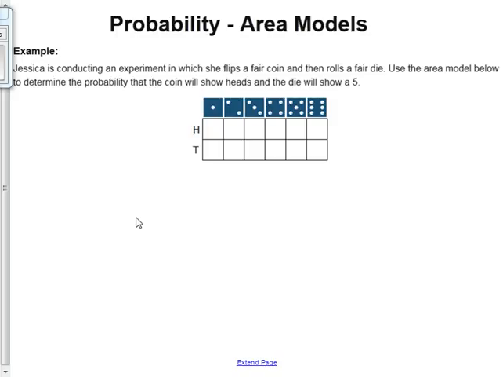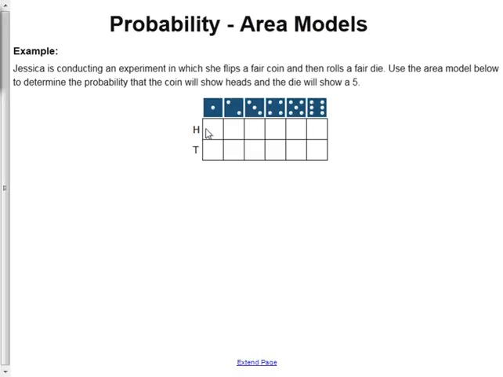All right, for our day 3 probability lesson, we're going to continue talking about probability, but here we're going to do some area model problems. Jessica is conducting an experiment in which she flips a fair coin and then rolls a fair die. Use the area model below to determine the probability that the coin will show a heads and the die will show a 5. You can do these two different ways, and I'll show you how to do it both ways.